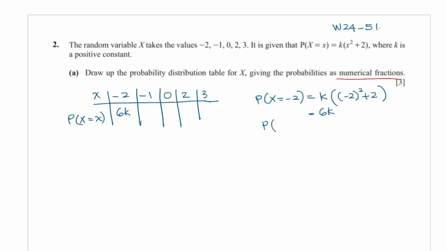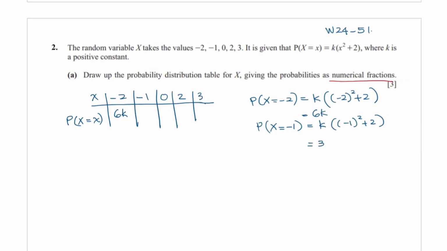What about the probability of x equals -1? This is k times (-1) squared plus 2. (-1) squared is 1. 1 plus 2 is 3. 3 times k is 3k. The probability of x equals -1 is 3k. What about the probability of x equals 0? If you substitute the same way as I did earlier, you will figure that this is equal to 2k. What about when x is equal to 2? Same thing, you will get 6k. And what about 3? You will figure that it is 11k.